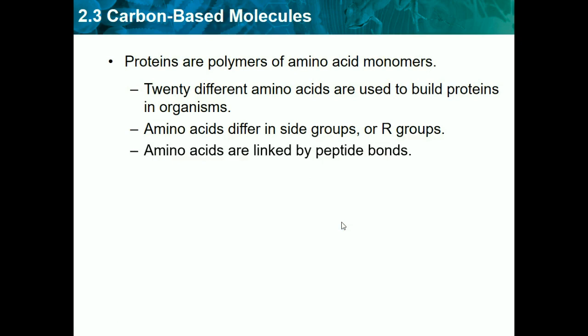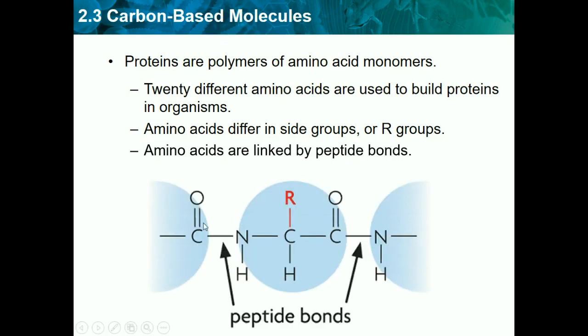So amino acids are linked by peptide bonds, which we will learn about in a later chapter. Peptide bonds are just what bonds the amino acids together, and it's how they form. That's how it forms, with peptide bonds. So just remember the name peptide bonds.